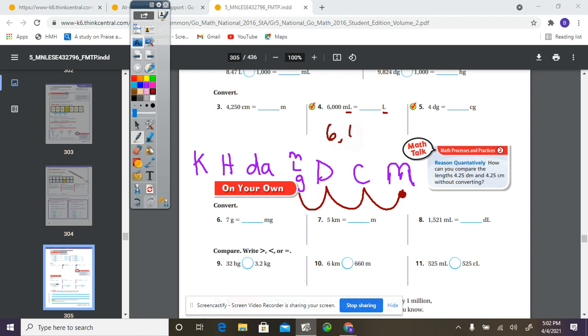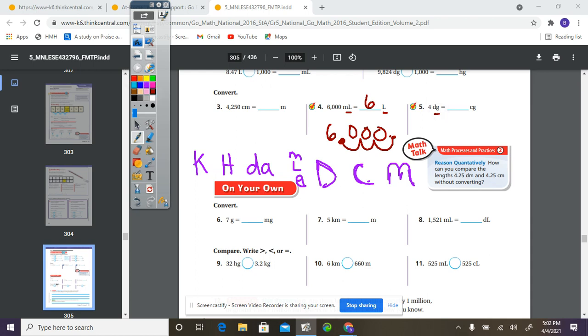So in 6,000, there's no decimal point. That means that my decimal's at the end. I'm going to move 3 to the left. 1, 2, 3. Just like you did down at the bottom at our chart. So really, the only thing you have to memorize is the chart at the bottom. Okay? I need to make my eraser a little bit smaller. I keep erasing everything.